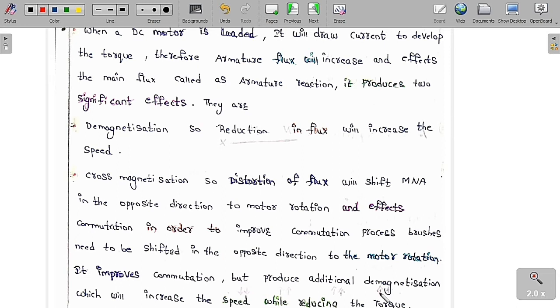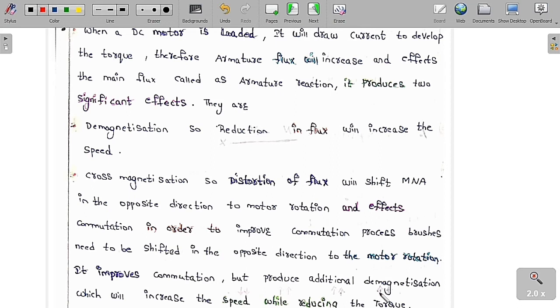And the other one is cross magnetization. Cross magnetization means a distortion of flux, so the MNA will shift in the opposite direction to the motor rotation. Then the commutation is going to fail. If you want to improve the commutation, you have to shift the brushes to the MNA, in the opposite direction of the motor rotation. Now the commutation is improved. But even though commutation is improved, there is still demagnetization.